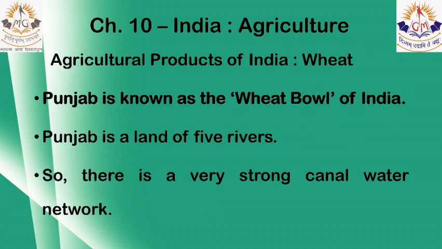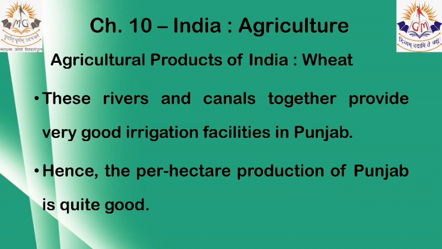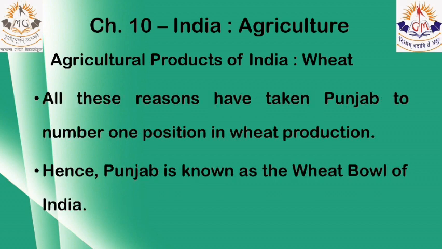Now, this is a separate question. Give a reason: Punjab is known as the wheat bowl of India. We have already learned that. Punjab is a land of 5 rivers, so there is a very strong canal water network. These rivers and canals together provide very good irrigation facilities in Punjab, and that is why per hectare production of Punjab is quite good, which allows the state to produce the highest quantity of wheat. All these reasons have taken Punjab to the number 1 position in wheat production, and that is why Punjab is known as the wheat bowl of India.